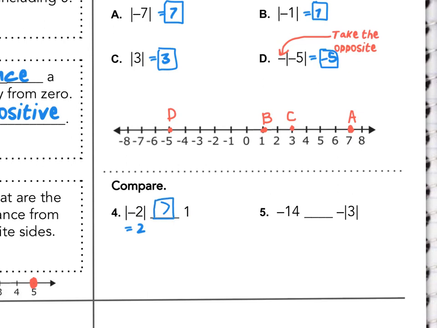Now let's look at number 5. On number 5, we have -14, and on this side we have absolute value bars. Remember that when the negative is on the outside of the absolute value bars, that means you're going to take the opposite. So the absolute value of 3 is 3, but then the opposite is -3. So go ahead and write that underneath. And now we can compare the 2 integers. We have -14 and -3. Because 14 is negative, that makes this a lot smaller than -3. So we're going to write that it is less than. And we box our answer.